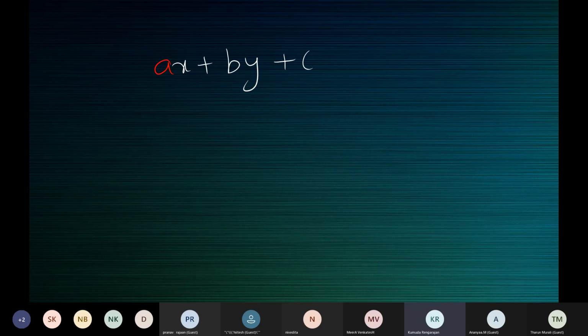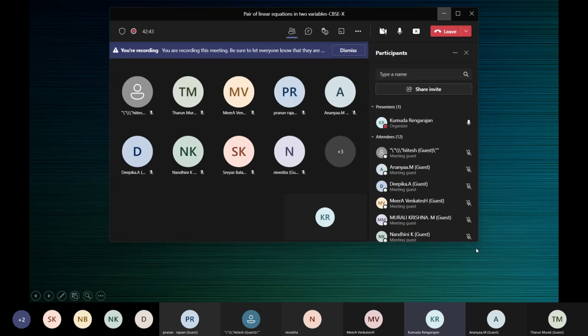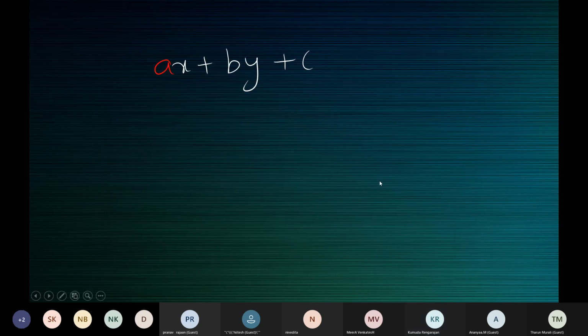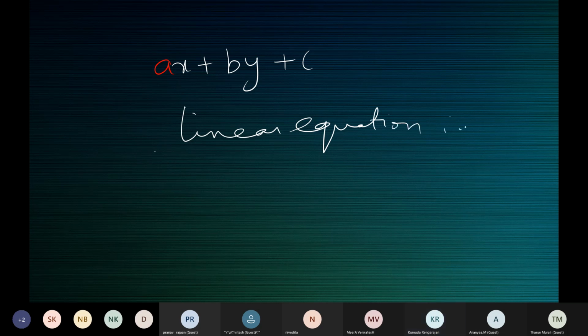Yeah, the difference between the chapter we've seen last year and this chapter, what is the difference? Okay, so last year it was a linear equation in two variables. That means only one linear equation in two variables. Now this year it is a pair, two linear equations.